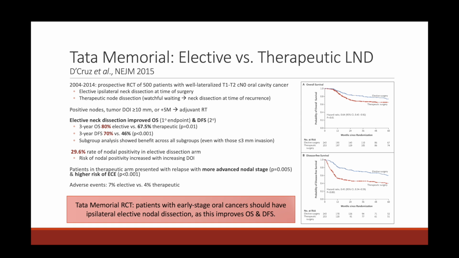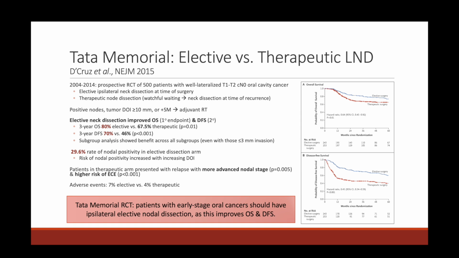So the other caveat of the study is that after surgery, any patients that had positive nodes, if they had tumor depth of invasion that was 10 millimeters or more, or if they had positive surgical margins, these patients did actually receive adjuvant radiation. The results of this study showed a significantly improved overall survival and disease-free survival with elective neck dissection. So the 3-year overall survival was 80% in the patients that had elective neck dissection versus 68% in the patients that had that watch and wait and therapeutic dissection approach.